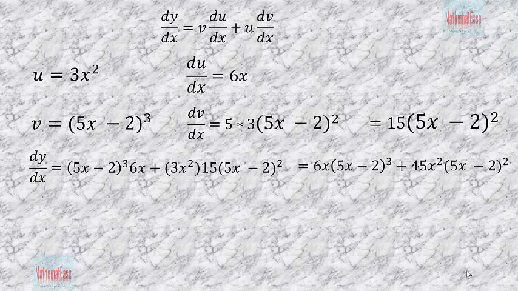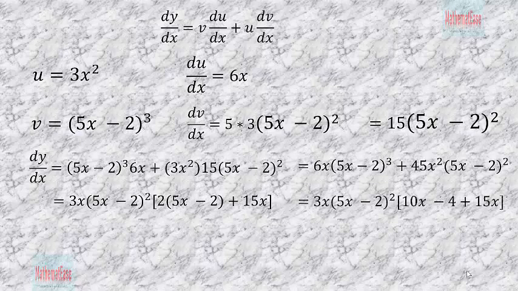So I arrange here. In the first part, I put that 6x in the front. I multiply 3x squared by 15, giving us 45x squared. So when I factorize, if you look at both sides, I can factorize 6x and 45x squared. 3x can go there. I have that 3x outside. Then (5x minus 2) I have raised to power 3, (5x minus 2) the other side, raised to power 2. So raised to power 2 can go in both sides.